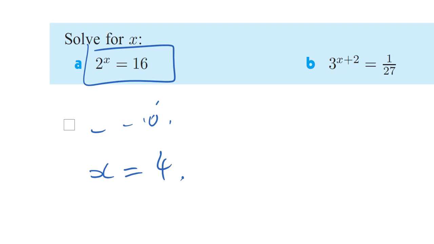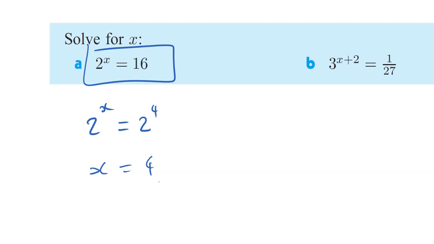Now, perhaps you prefer it if we did this in a more logical step. So maybe the best way to say is actually the 16 is 2 to the power of 4. So write it out like that, just directly underneath. Then we can drop the 2's, can't we? 2 to the x equals 2 to the 4 means x is 4, and we're done that way.